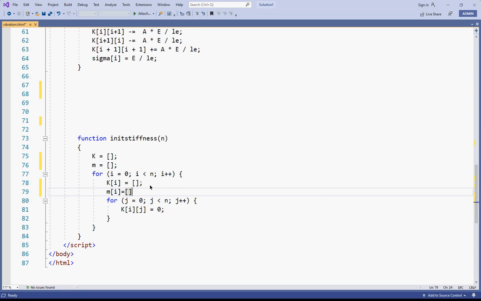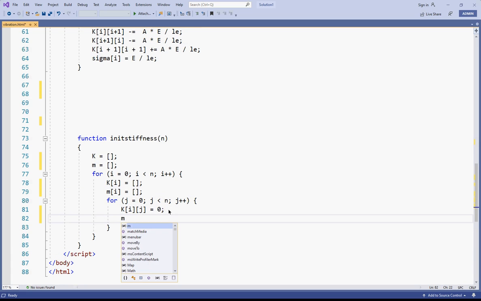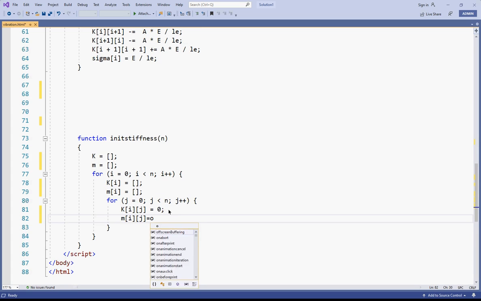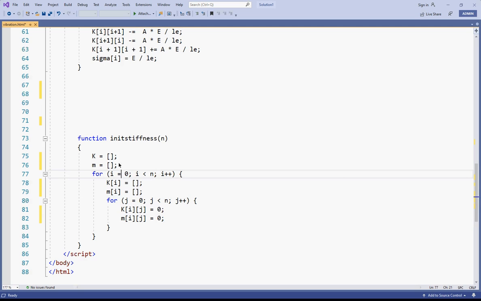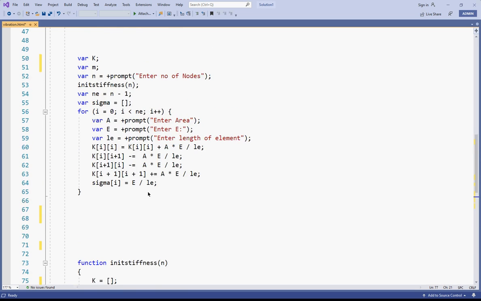Okay, so that needs to be initialized, as the stiffness matrix. Initialization will be the same for the stiffness matrix as well as the mass matrix. So one function will initialize the stiffness as well as the mass matrix, which will be initially 0.